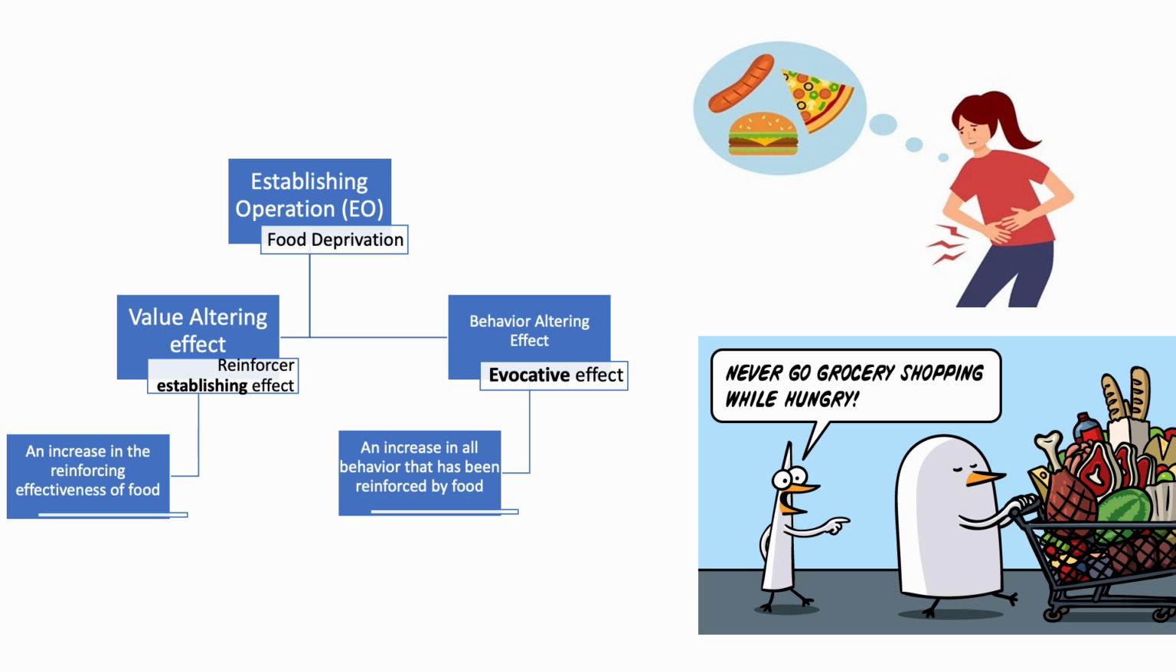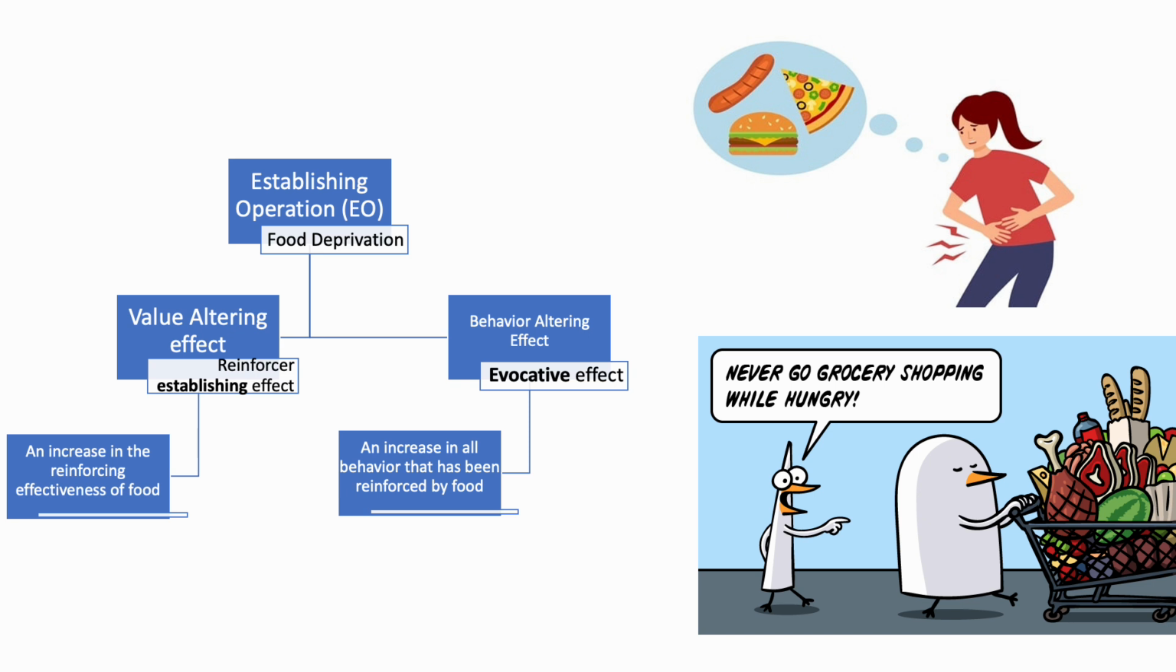Let's say that you have been deprived of food. What's going to happen is it's going to establish food as a reinforcer. That's that value altering effect. And it's going to evoke behavior, which typically results in you getting food or you getting that reinforcer. Okay, so we're going to use the word establishing when we're referring to the value altering effect, and we're going to use the word evocative or evokes when we are referring to the behavior altering effect of the establishing operation.